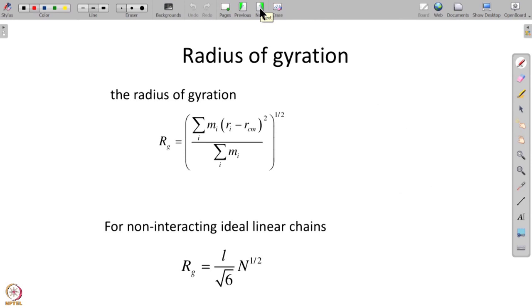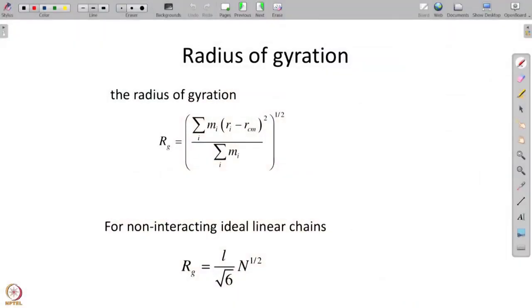So now one important quantity is the radius of gyration, which comes in light scattering and many theories. The radius of gyration is essentially the same radius of gyration and moment of inertia that we find in classical mechanics. Like if we have four particles, we take a central point, and then you want to find out what is the radius at which this is rotating, and that is mass weighted from the center of mass. So this is the definition of the radius of gyration.